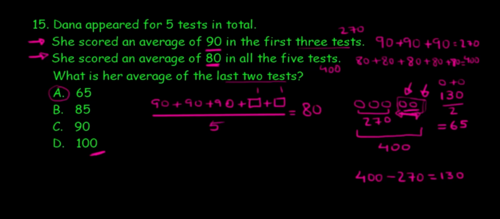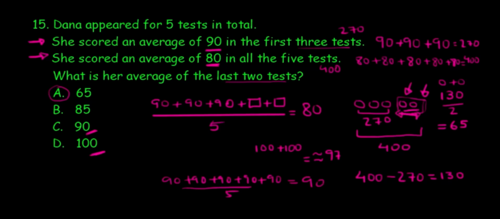The average is supposed to be somewhere in between 90 and 100. If these 2 numbers were 100 and 100, the final answer should have been somewhere like 97. Let's take a look at the next one. If all of them were 90, you had 90 in all the 5 tests, what would the average be? The average would be 90, because she got 90 in all the tests.